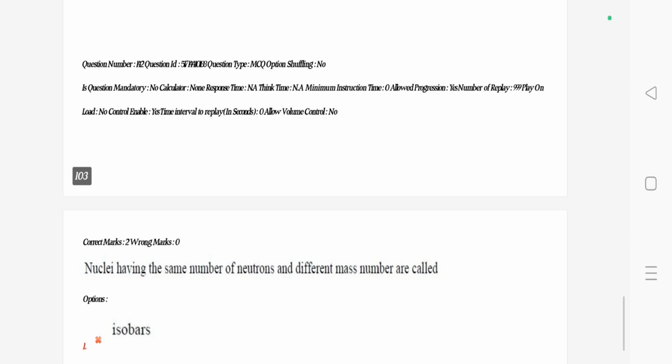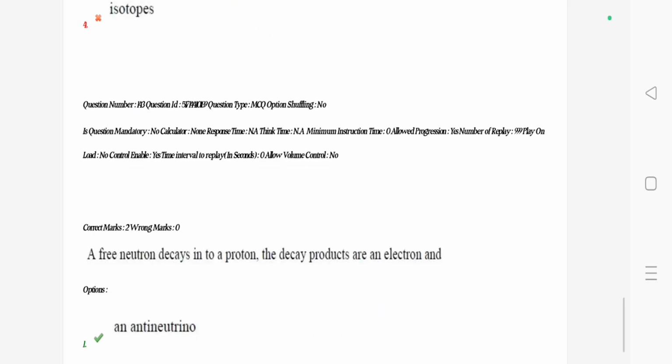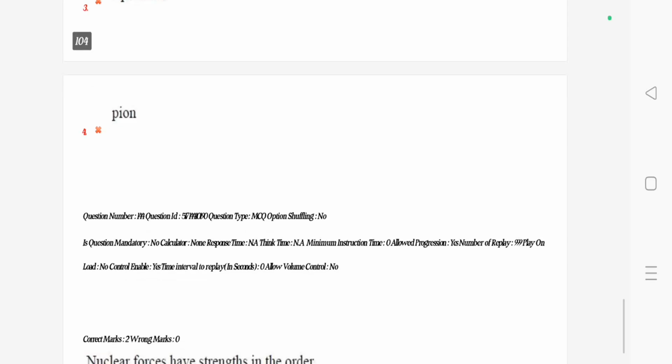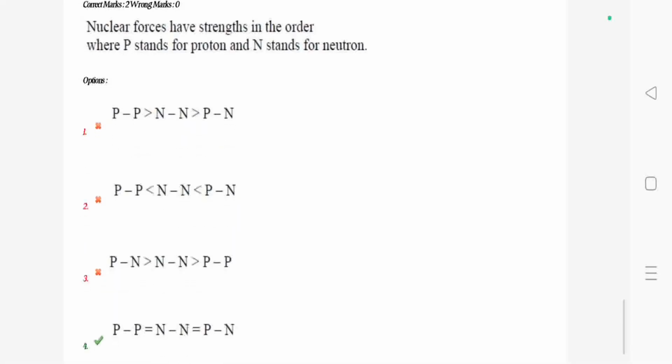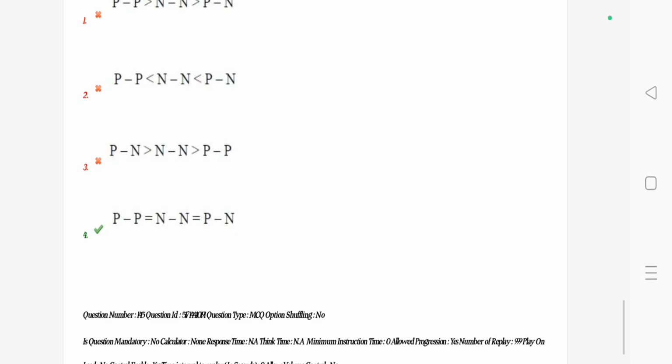Check my video. Nuclei that have the same number of neutrons and different mass numbers are called isotones. A free neutron decays into a proton. The decay products are an electron and an antineutrino. Nuclear forces have strengths in the order, where P stands for proton, N for neutron: P-P equal to N-N equal to P-N.